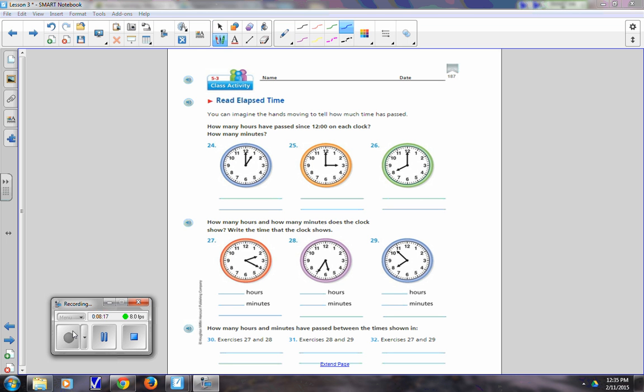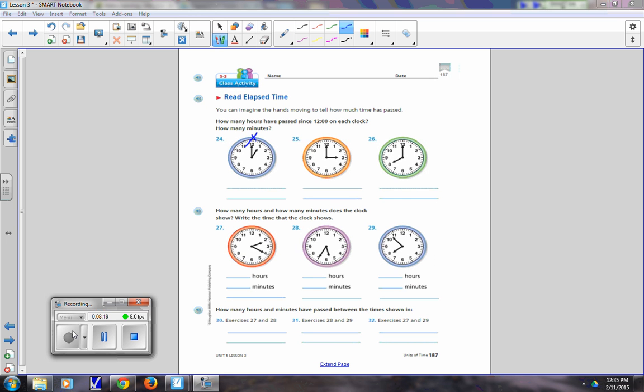And I'm going to say 12 o'clock, both hands are here. So you need to think of that in your head. And we need to figure out how many hours have passed. So the hands went around one whole time. So 1 hour has passed. How many minutes?